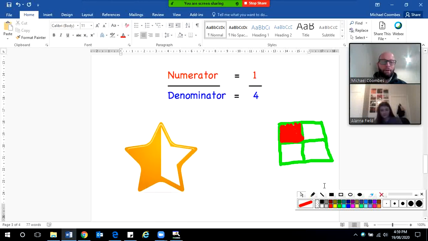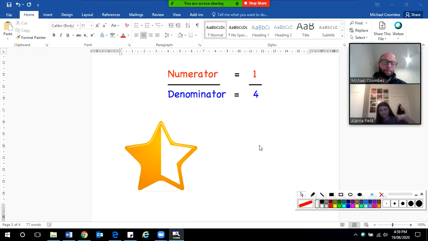Beautiful. All right, this one here. Alana's going to tell me what to draw. I've got a star there, and I chose that because she is a bit of a star in my eyes. How am I going to do the fraction?